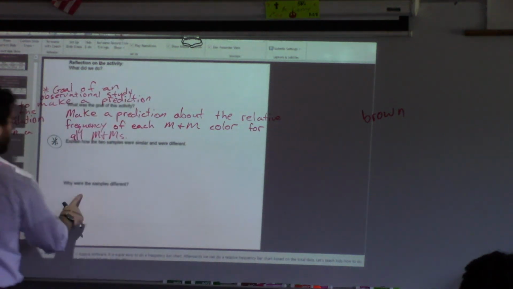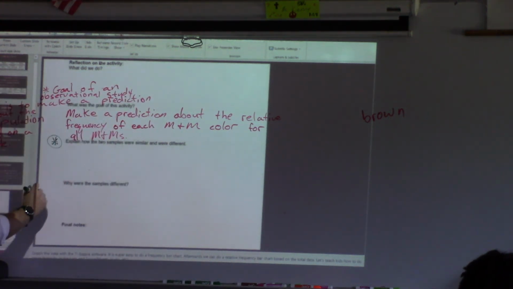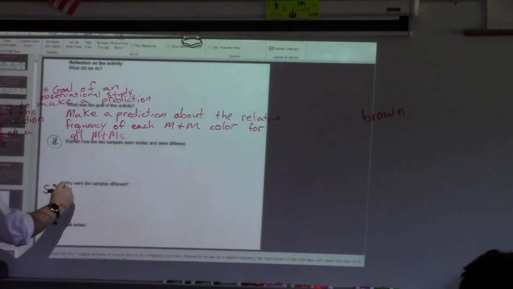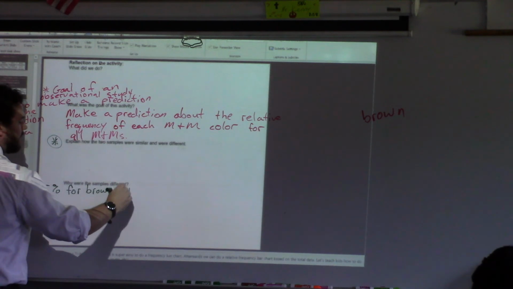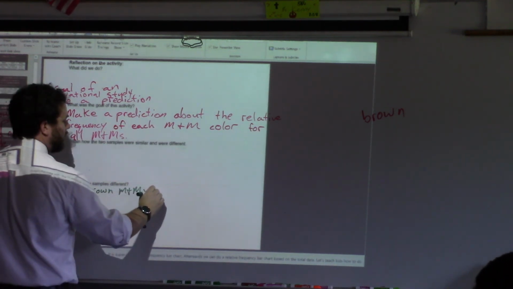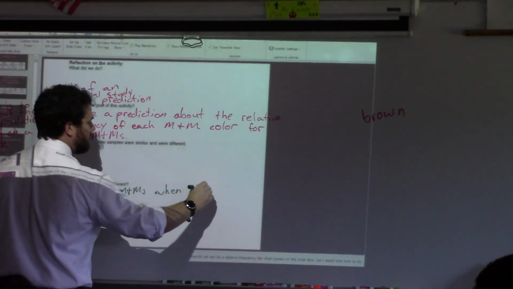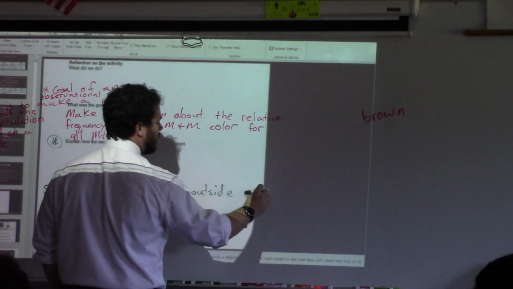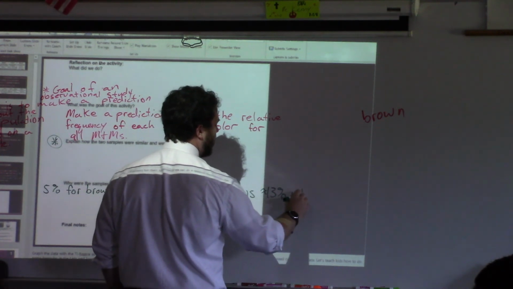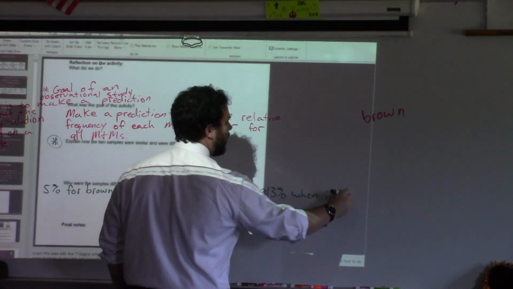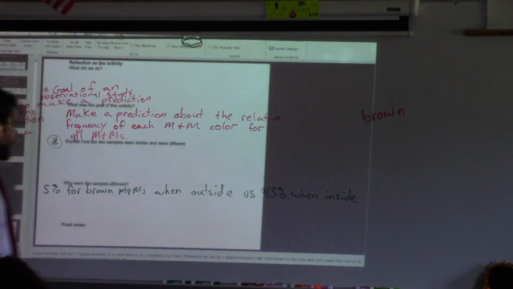So why were the samples different, right? And so I might make a note here: 5% for brown M&Ms outside, or went outside, versus 13% when inside. Okay? We write that under why were the samples different. Yep. So I'm making a note about the fact that they were different. There's more that you want to write when we make these graphs in a second for the math literacy part.